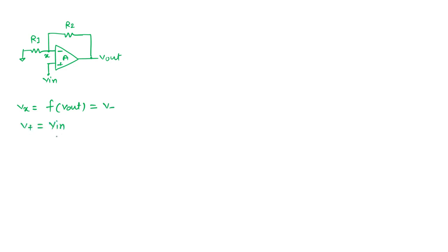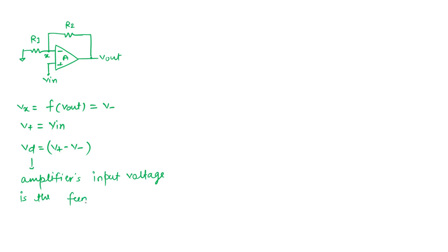V positive is my input voltage. The difference voltage of the amplifier's input is nothing but V positive minus V negative. So I can say the amplifier's input voltage is a function of the input voltage of the circuit, or I should say the complete system, that is my Vn.